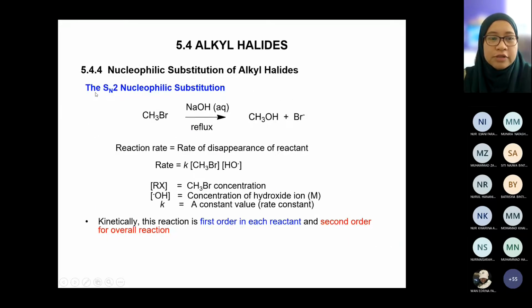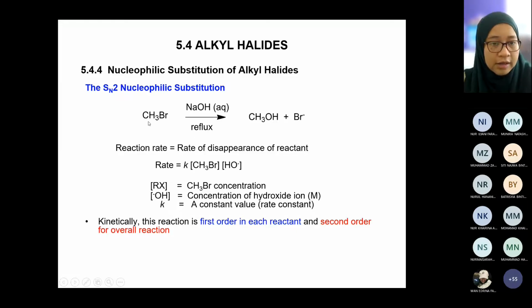Okay, so we are going to discuss SN2 first, and then we will cover SN1 later on. So SN2 nucleophilic substitution. Okay, so this is an example. We have CH3Br, so this is an alkyl halide. As you can see, this is a methyl alkyl halide. Okay, methyl alkyl halide. This is not a primary alkyl halide.